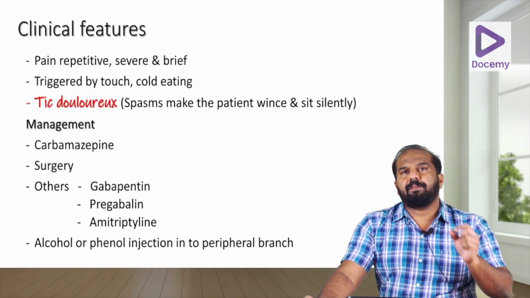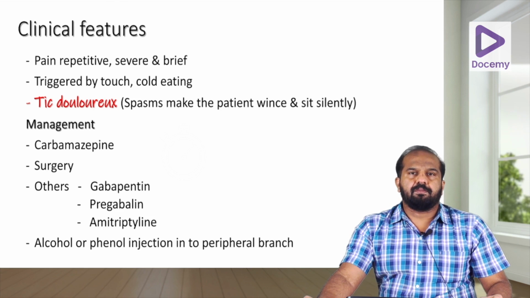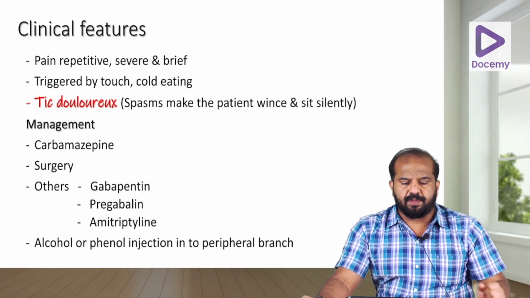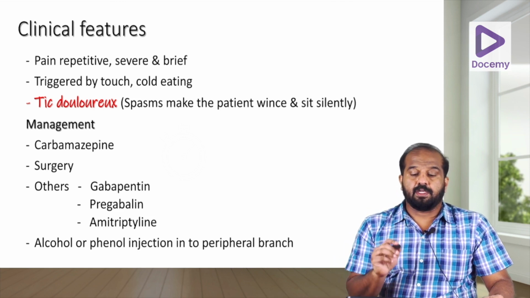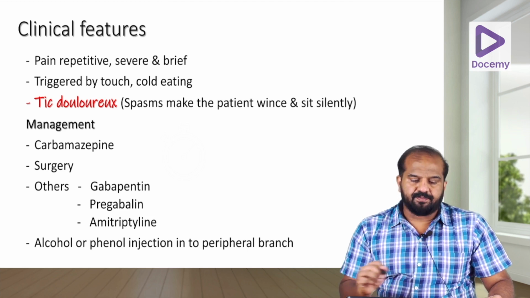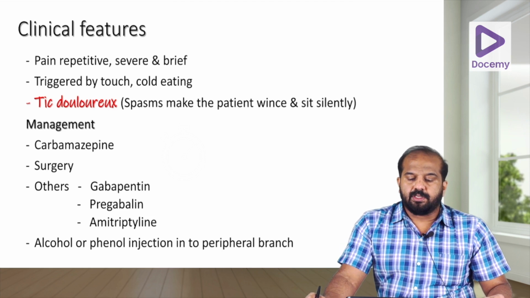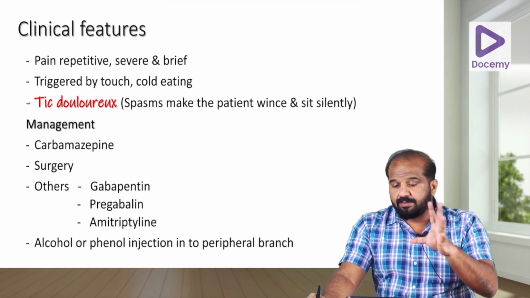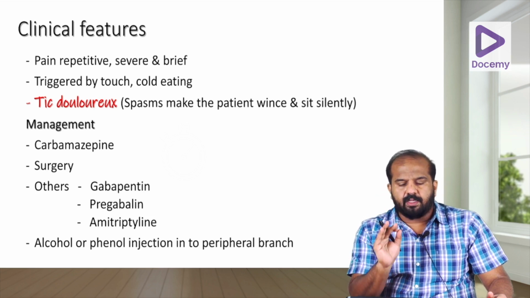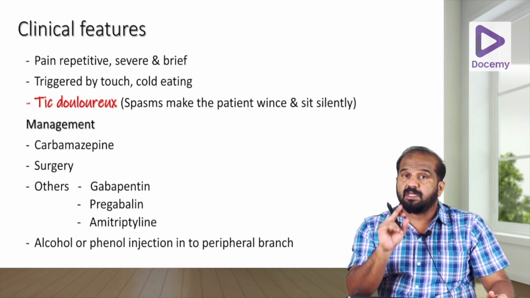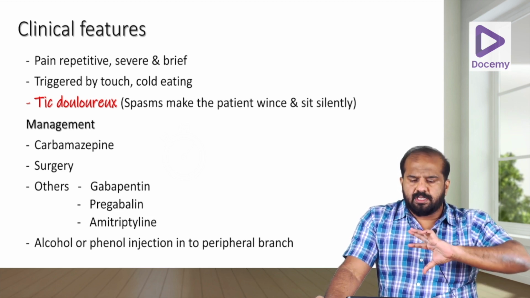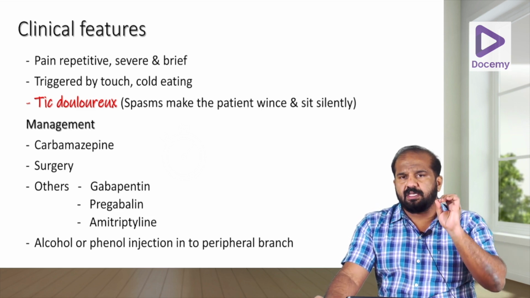Clinical features: the pain is repetitive, severe and brief. It causes very much discomfort to the patient. Triggered by touch, that is very important, cold, and eating. Tic douloureux is a term used to describe spasms, muscle spasms, which make the patient wince and sit silently. The patient will sit quietly without any movement because movement can precipitate muscle spasms. So the terminology is tic douloureux.